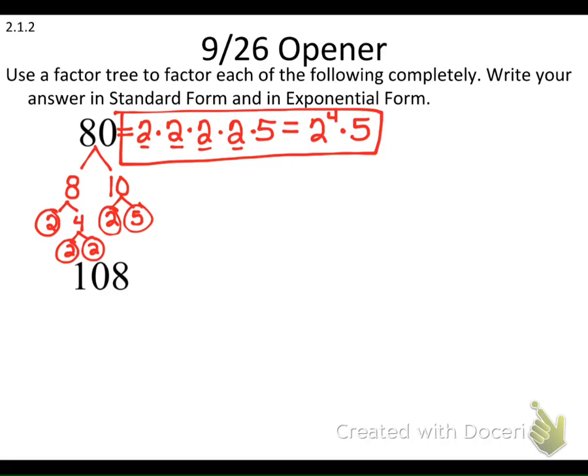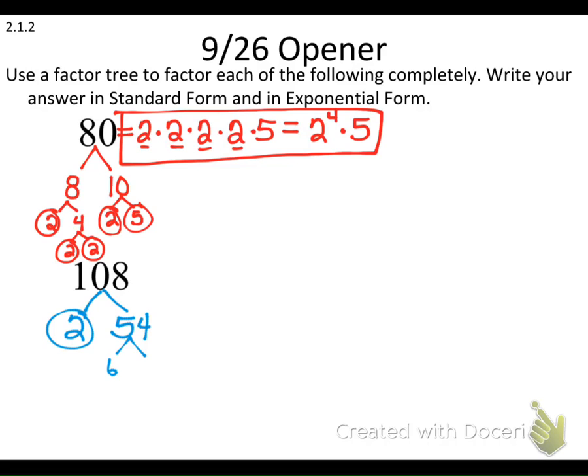All right, let's look at 108. 108 has multiple factors as well. I'm going to use 2 and 54 as my two factors. I know that 108 is divisible by 2, or that 2 is a factor of it, because it ends in an even number. So what I did, I took 108 and divided it by 2 and got 54. That tells me that 2 times 54 will get me to 108. So then I look at my 2. 2 is a prime number, so I'm going to circle it. 54 is a composite number because it has more than two factors.